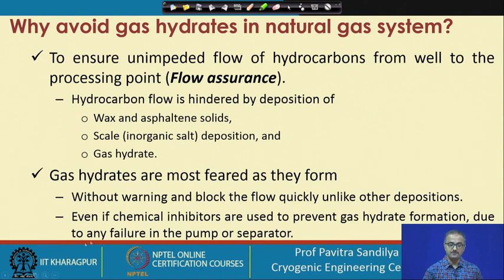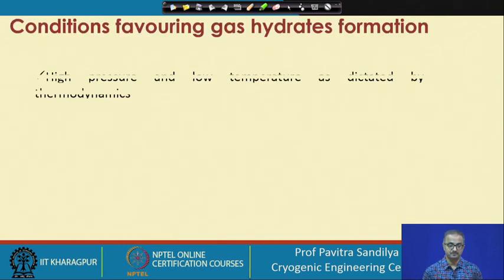And if we are using some kind of chemical inhibitors to prevent the gas hydrate formation, even then, due to some operational failure of the pumps or the separators, the inhibitors may not be injected properly into the system, so that it may lead to the formation of gas hydrates in the line.